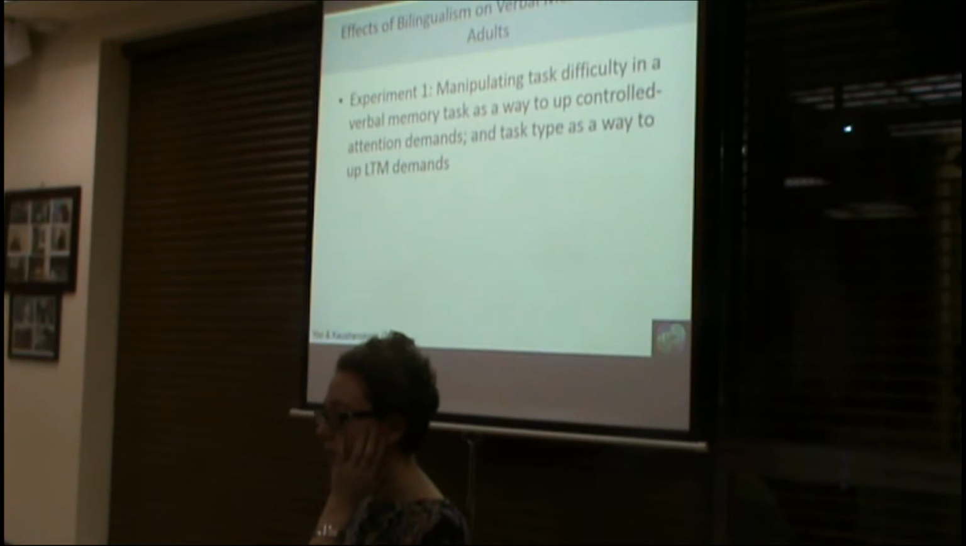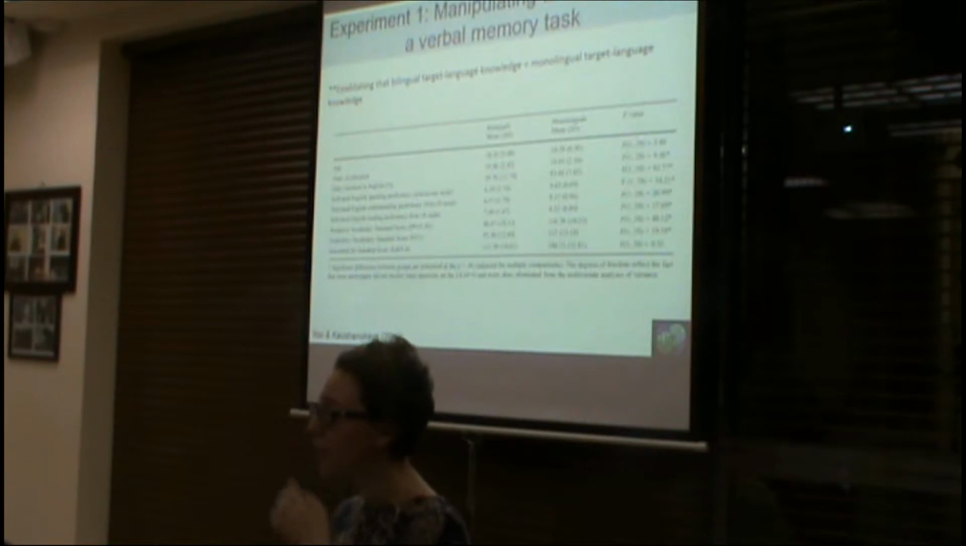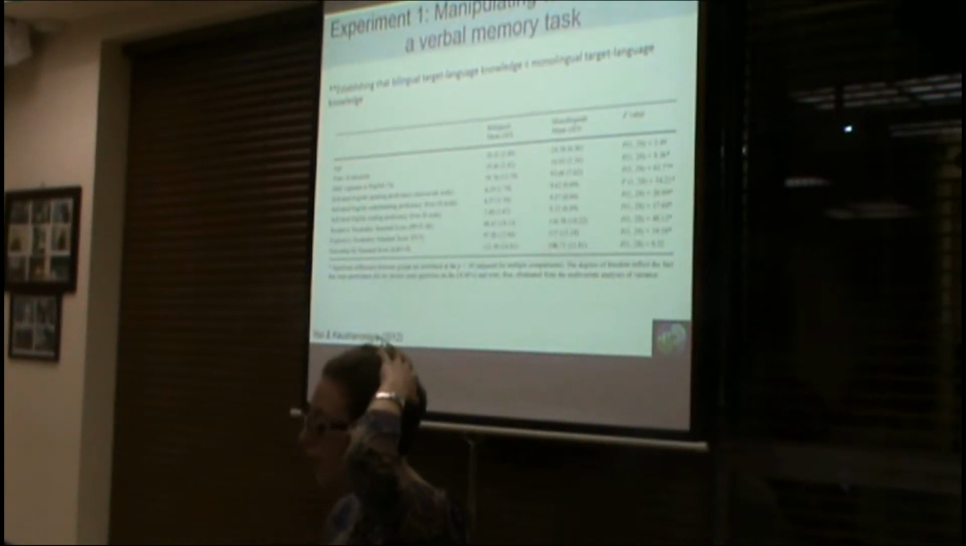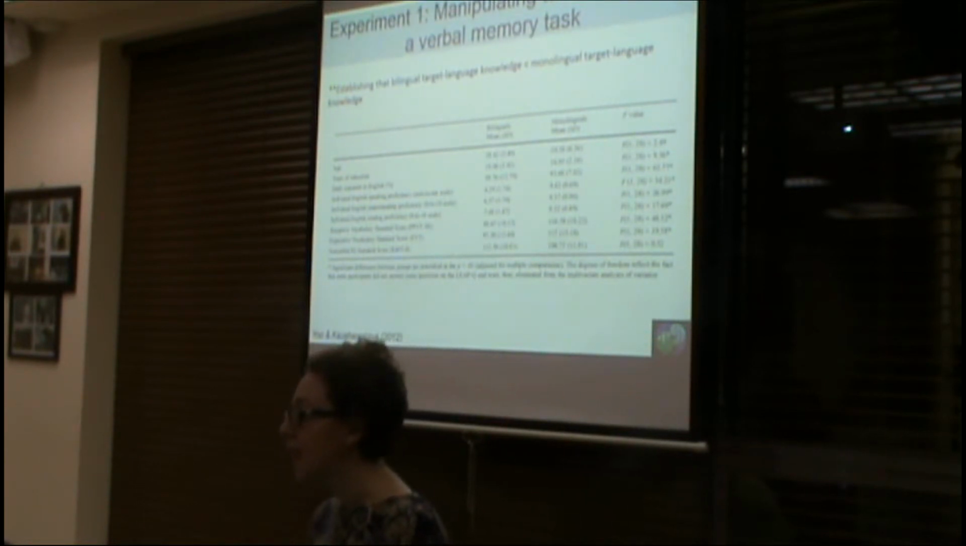So this is what we sort of did. We said, okay, task difficulty is a way to manipulate attention. Task type is a way to manipulate long-term memory. So this is a study that G1 did. This was a while back, actually. She did it with Korean English bilinguals. These are adults, native Korean speakers acquiring English as a second language in the university setting. So this is at Wisconsin.